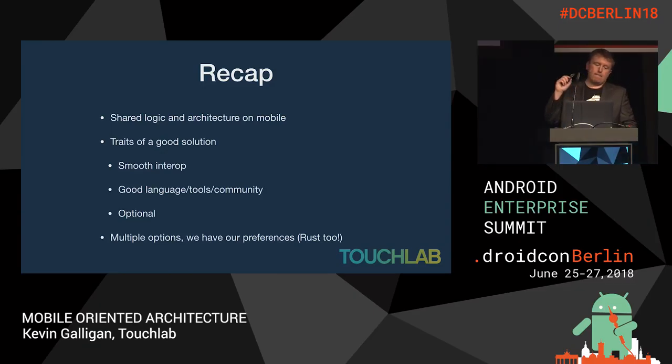So the recap: shared logic and architecture on mobile is cool. Traits of a good solution: smooth interop, and not a third thing, good language, tools, community, that you can do it optionally. And there are multiple options. It's not just these two things I brought up, but we have our preferences for the reasons listed. And Rust is cool, but I don't have time for that.